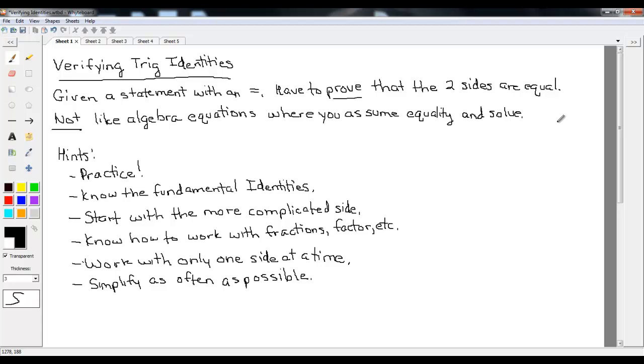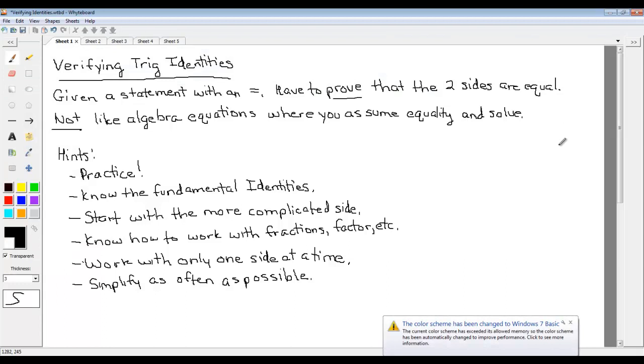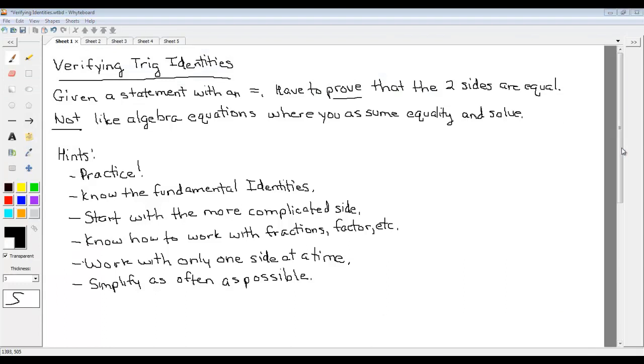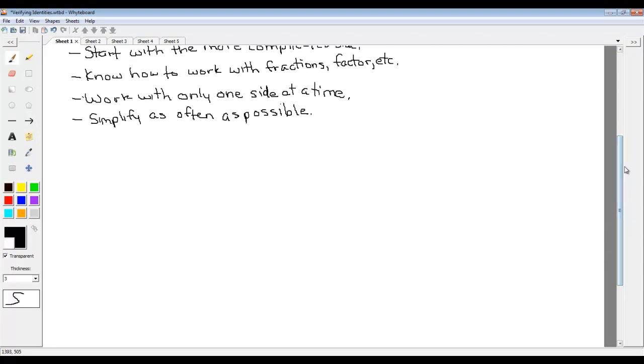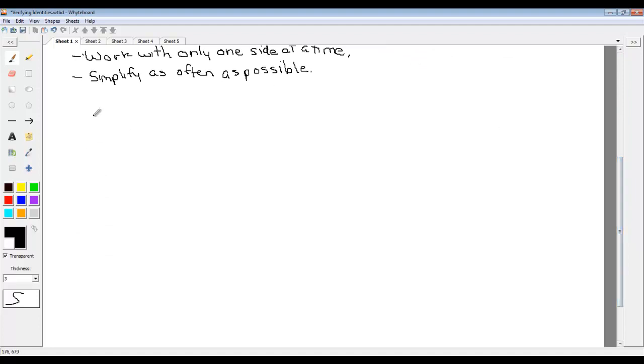Okay, so you're like, oh, okay, that's all fine and dandy, but what exactly am I doing here? What does it mean to verify a trig identity? Well, aside from giving you the hints, I think the next thing to do is to actually start showing you what's going on here. If we go to our first problem, we might be asked to verify that this equation is an identity.